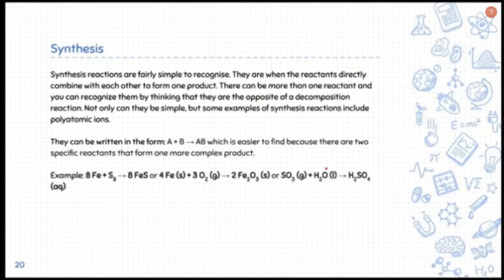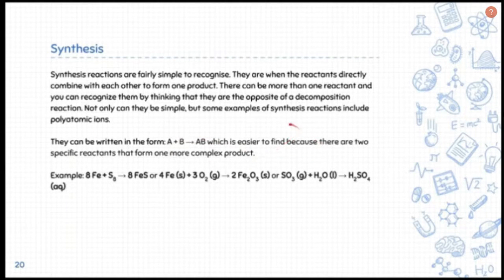Now we're going to be discussing the types of chemical equations. So synthesis reactions are fairly simple to recognize. They are when the reactants directly combine with each other to form one product. There can be more than one reactant, so you can recognize them by thinking that they're the opposite of a decomposition reaction. They can include polyatomic ions too.